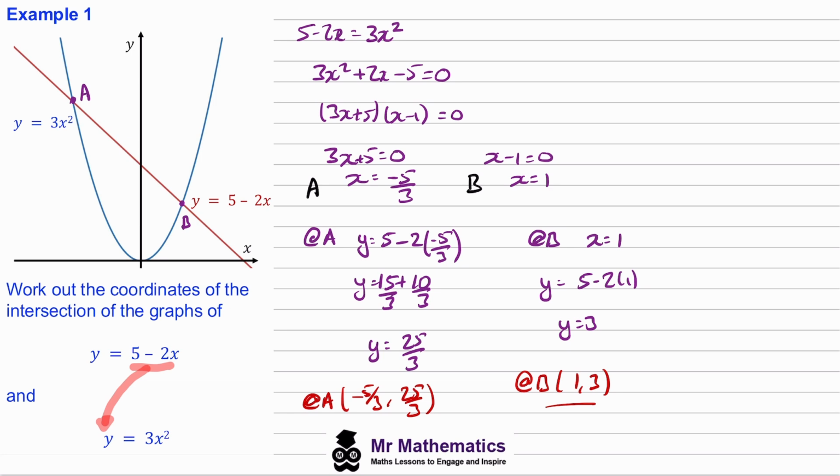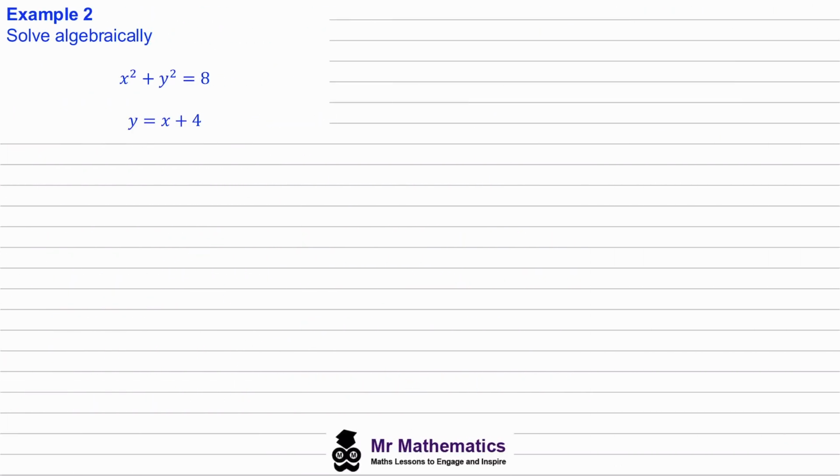Let's try example 2. For example 2, we've been asked to solve x squared plus y squared equals 8 and y equals x plus 4. So we'll substitute this expression for y into the quadratic, and that will give us one equation involving one unknown. We'll have x squared plus the y, which is x plus 4, squared, equals 8.